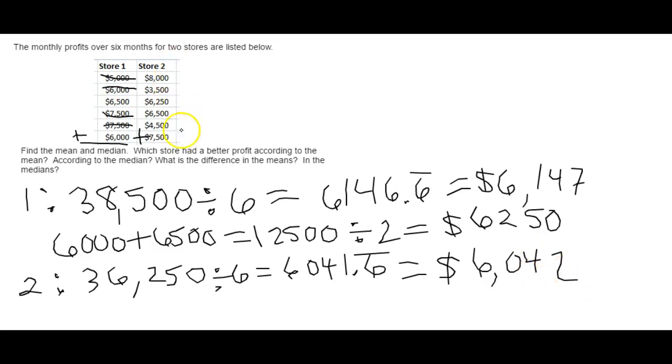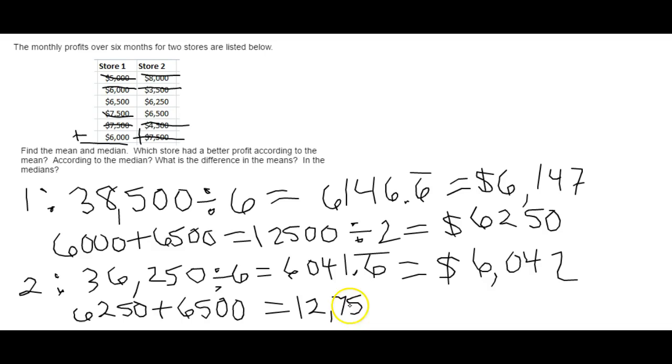We can find the median now, lowest and highest cross out, second lowest and second highest. So we're left with 6,250 plus 6,500, which is 12,750 divided by 2 is 6,375.